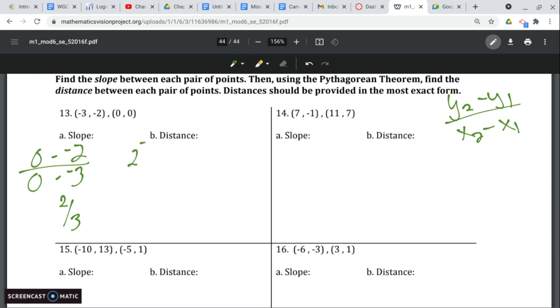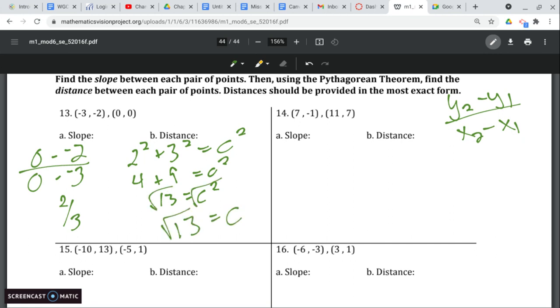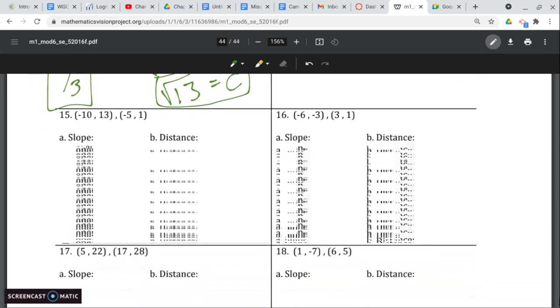So we have 2 squared plus 3 squared equals c squared. 2 squared is 4. 3 squared is 9. So we have 13 equals c squared. Take the square root. So we have the square root of 13 equals c. We want to leave it as the square root of 13. We do not want to take and find the decimal of that. So for each of these, you're going to have two answers, one for slope, one for distance.